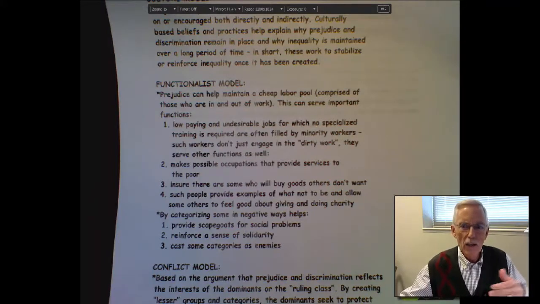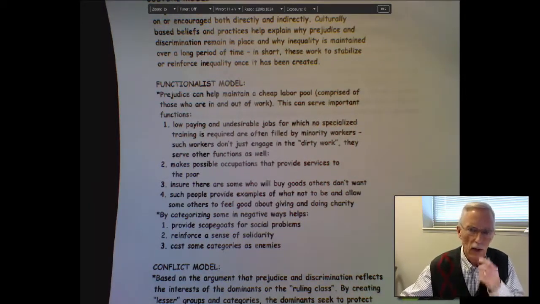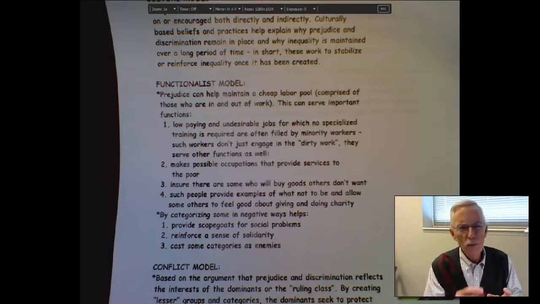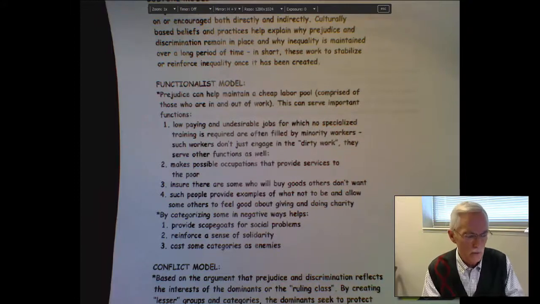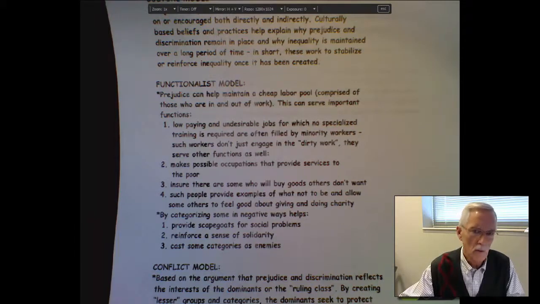And in these jobs, they provide services to folks who are poor, who are in and out of work: caseworkers, public health care workers, social workers, and the like. Plus, if you have a category of folk who are kind of in and out of work, who are poor, you've got more or less a guarantee that they're going to buy goods that nobody else wants. Now this might include shoddily made goods, several day old bread, and the like.